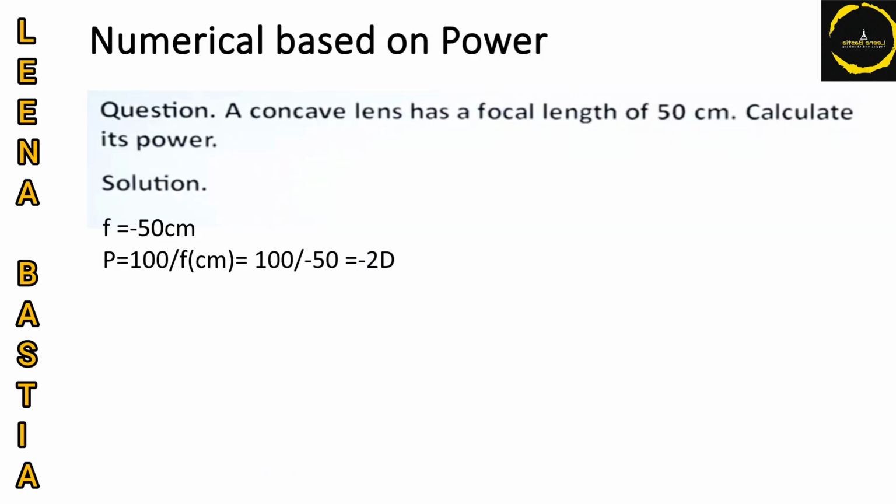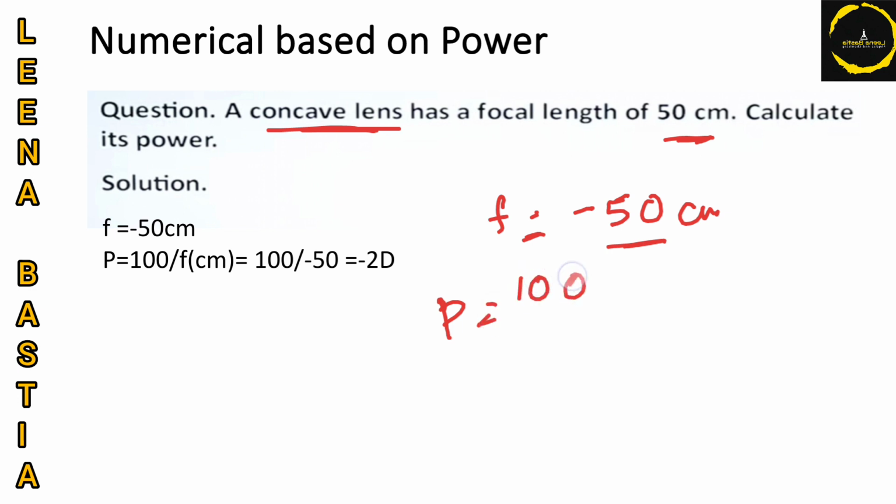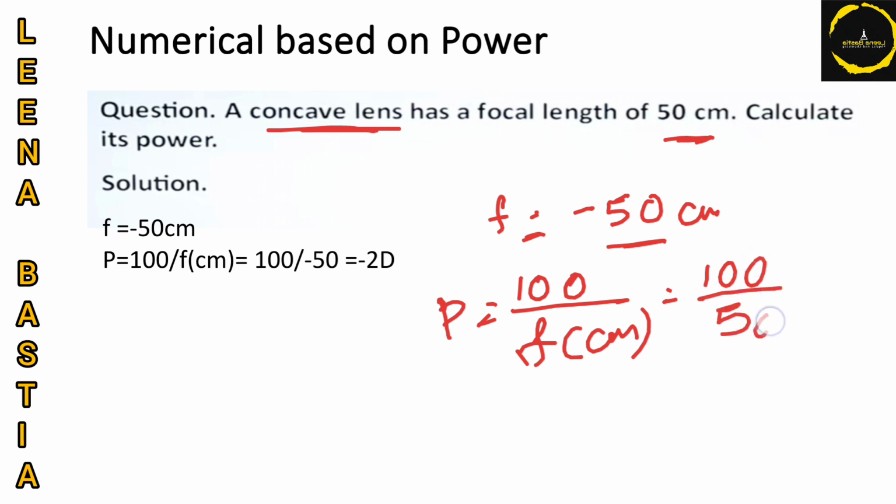So let us move to the first numerical. The first numerical says: a concave lens has a focal length of 50 centimeter. Calculate its power. For this, children, we can use any of the formulas. We have already done this one. Because it is a concave lens, first you have to remember f equals minus 50. If you want to directly put this value, you have to take the power formula as 100 by f, in terms of centimeter. So just put the value 100 by 50. Here it is minus 50, so that becomes minus 2 diopter. This is the answer.